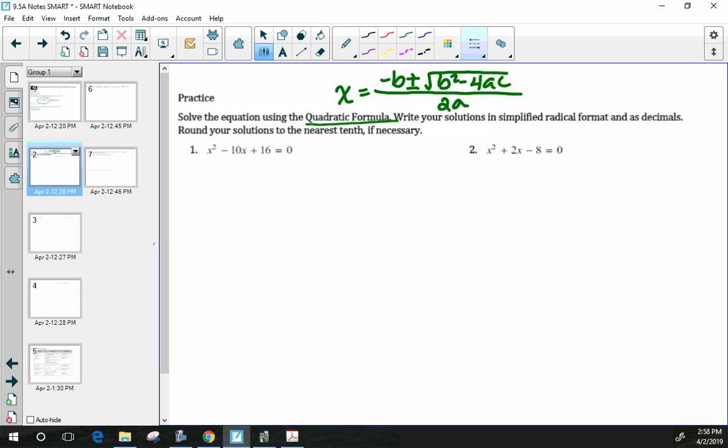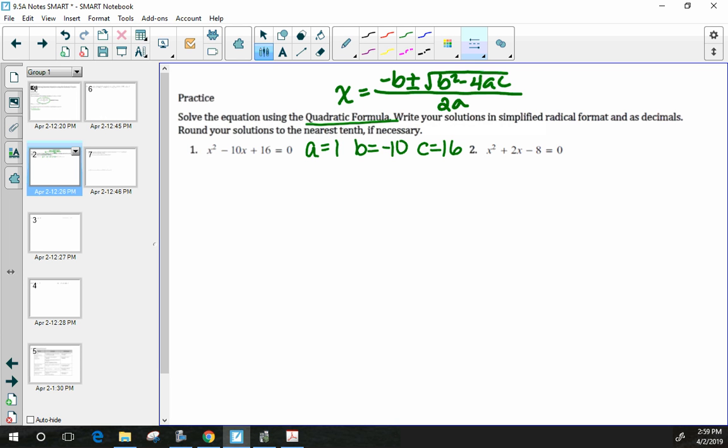And probably the most important thing is identifying what my a value is. So here, what's a? 1, right? What is the b value? Negative 10. And what is the c value? Exactly. Notice I did not include any of the x's in there. No variables. We are literally just entering numbers, just values. Okay? Is that okay with everybody so far?